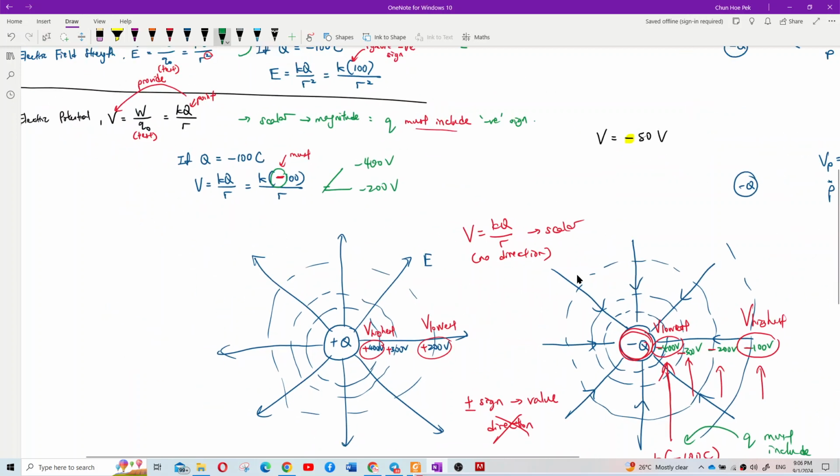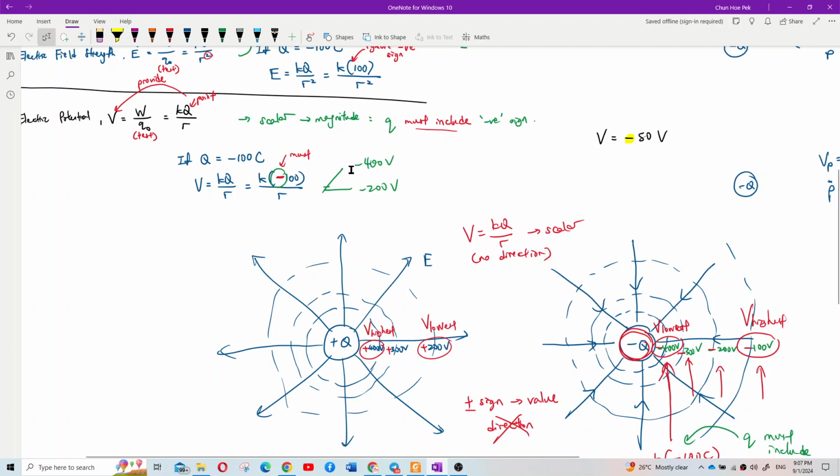Kenapa? Sebab R ni berlainan. Kalau R dia semakin besar, maka potentialnya semakin kecil. Bukan semakin kecil, dia punya nilai semakin kecil. Dia punya nilai dari 400 menjadi 100. Kenapa? Sebab R semakin tinggi, nilai akan dia bahagi dengan nilai lebih besar, divide by a bigger value, so the value becomes smaller. Okay, the value 400 become 100, all because of R value, different R value. Understand?